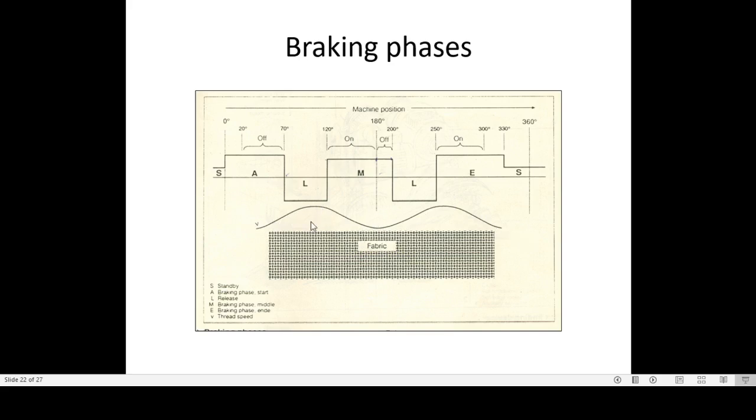So the control of velocity should be there along with the rapier movement. The rapier movement is increasing, decreasing, so the same velocity of weft should work, and for that we have the brake on the weft. So see here the weft brake. How the braking phase works, see here. This is the center line.